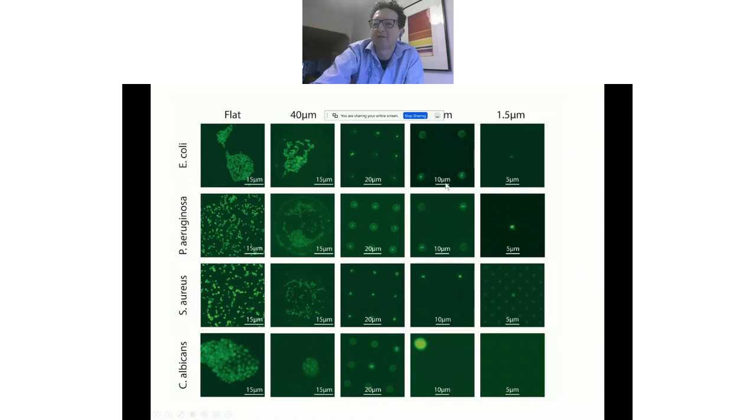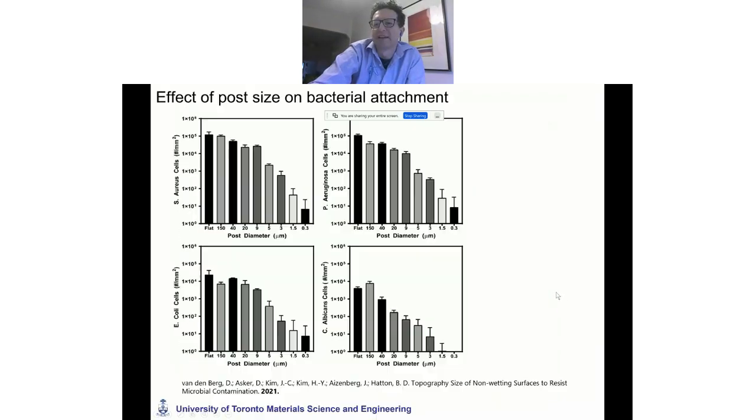E. coli all show significantly decreased numbers as you get to very, very small topographies, small feature size. And there's the numbers. It's incredible. So we're seeing for Staph aureus, for Pseudomonas, for E. coli, and Candida, an enormous change in the number of cells that are attached. At the large post size or the flat, they're actually quite similar.